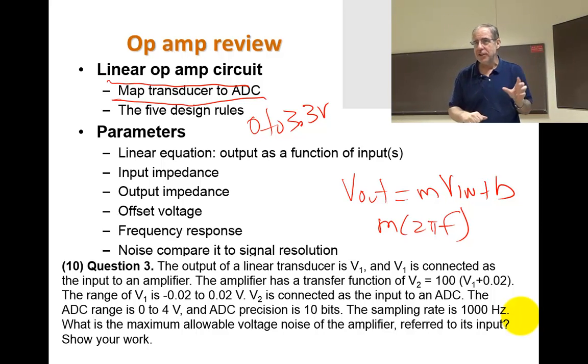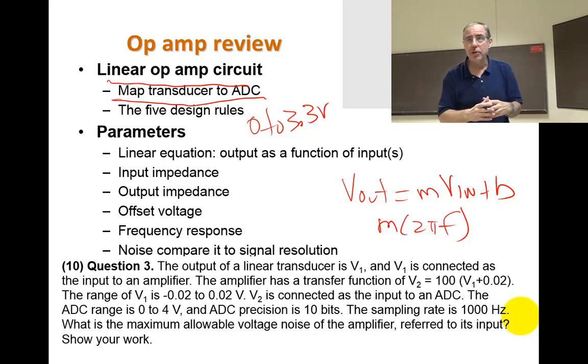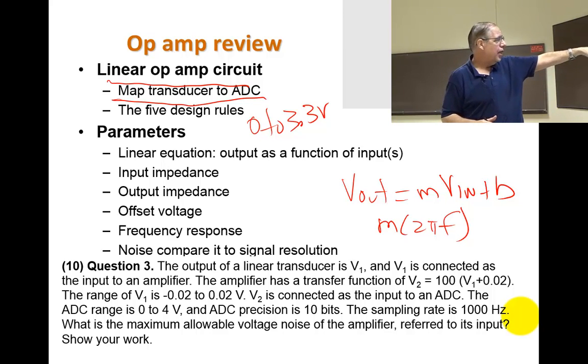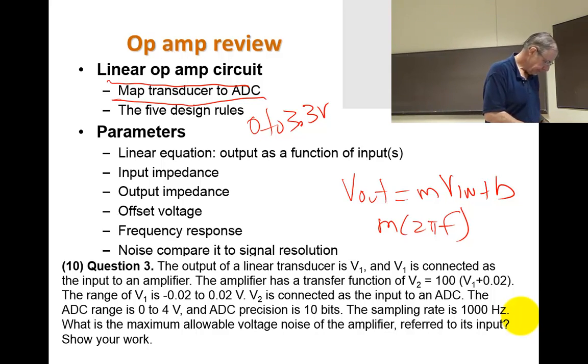Yours is going to look just like this, but with different numbers. Okay? I'm going to solve the problem as to why this was important. Remember the first reason for having a linear op amp, right? That was to map the inputs from the transducer to the A to D converter. So I'm going to start with a problem that says the input goes from minus 20 millivolts to plus 20 millivolts. My A to D converter is 0 to 4. That just makes the math easier without the calculator.